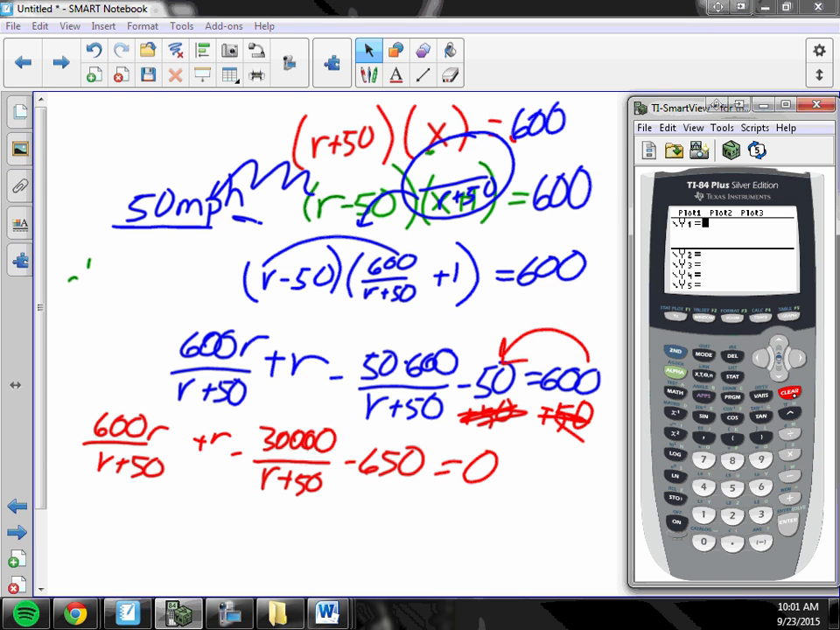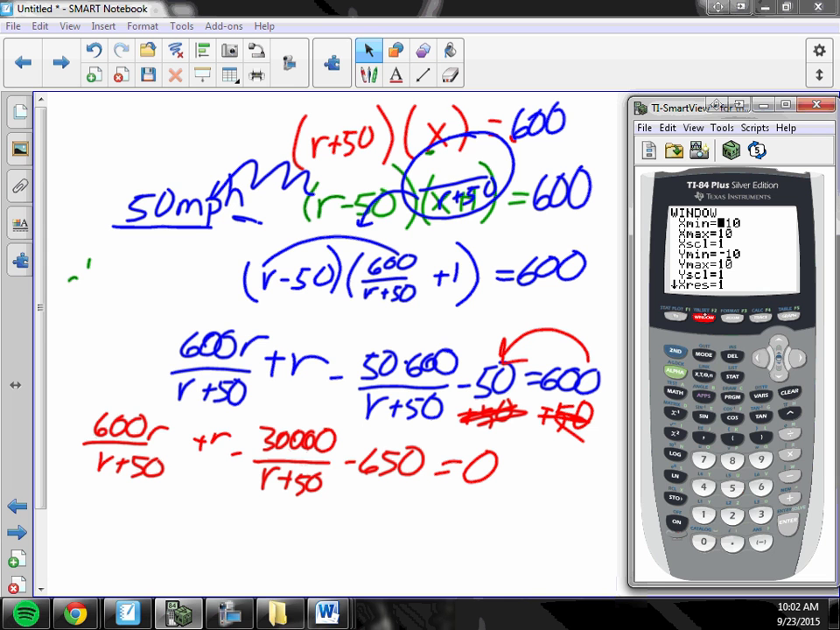So 600r, or x, divided by parenthesis x plus 50, plus x minus 30,000 divided by x plus 50, divided by x plus 50, minus 650.